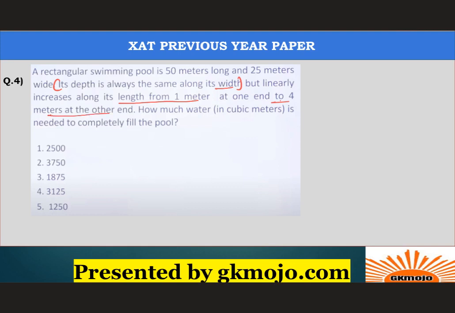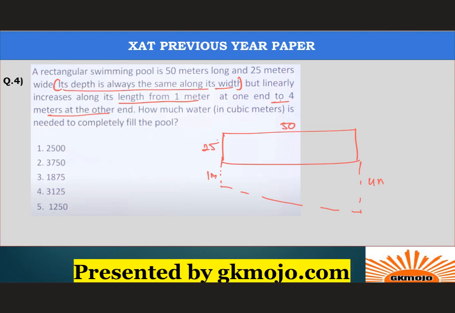So this is something like this. Let's suppose this is a swimming pool. This is the width, which is 25, and this is the length, which is 50. So at one end, this is 1 meter, and at the other end, this is 4 meters, right? So it varies, and this becomes a trapezoid in short. But the depth is always the same, so this depth will act as a height over here. So you just need to take out the volume of this figure.